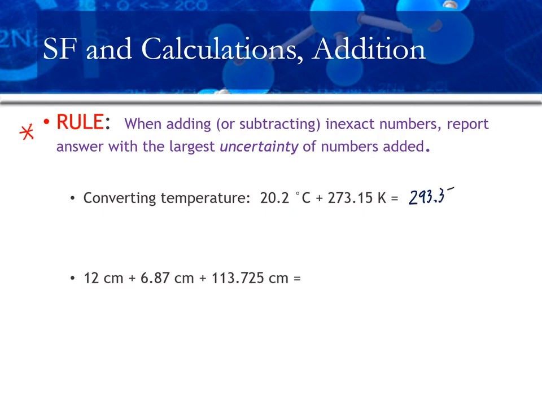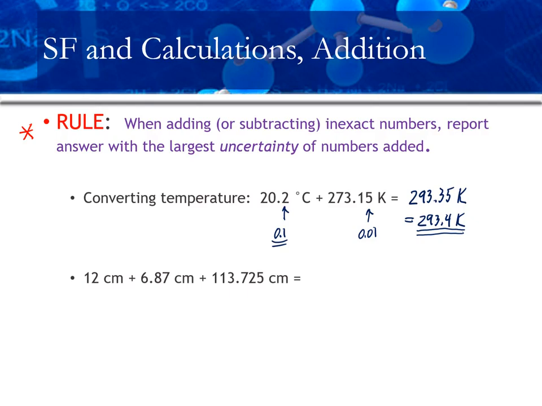293.35 Kelvin. But here we have an uncertainty of 0.1. Here we have an uncertainty of 0.01. We keep the largest uncertainty between those two. And so when we round this, we would round to 293.4 Kelvin. And whether you round to 0.4 or 0.3 in this case, since the trailing digit is a 5, doesn't really matter. You can round up or down.